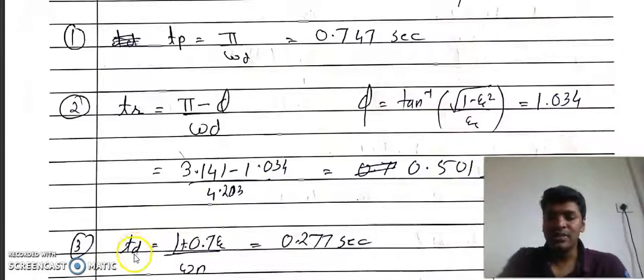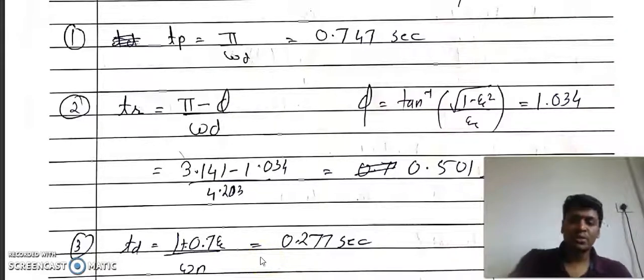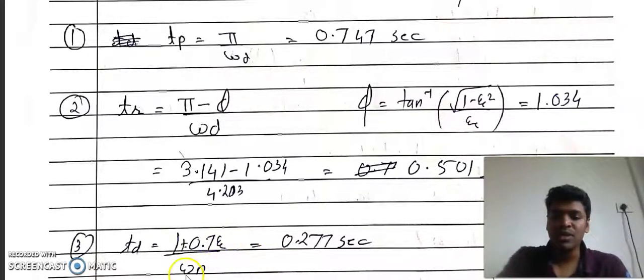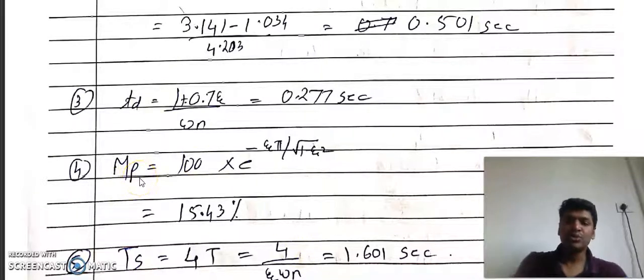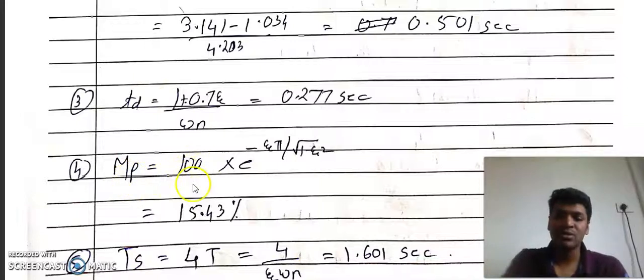Similarly, we can find the delay time Td, which is 1 plus 0.7 zeta divided by omega n. Substitute the values of zeta and omega n, all are formula based, and it comes out to be 0.277 seconds. Then two parameters are remaining. One is the peak overshoot, percent Mp, because I am multiplying by 100. So 100 into e raised to minus zeta pi divided by root of 1 minus zeta square. Substituting the values, it comes out to be 15.43 percent.